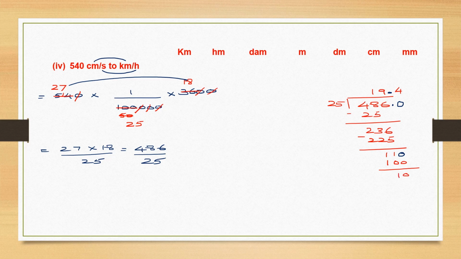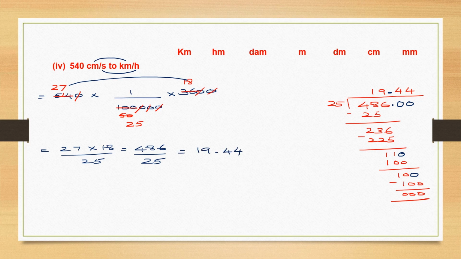Now I can still continue my division by putting one more 0 there and bringing that 0 down. Now my number is 100, so I can continue and write 25 into 4 is 100. Now my remainder is 0. So you can continue your division and check for 2 decimal places and stop with that even if your remainder is not 0. So what do I have here?